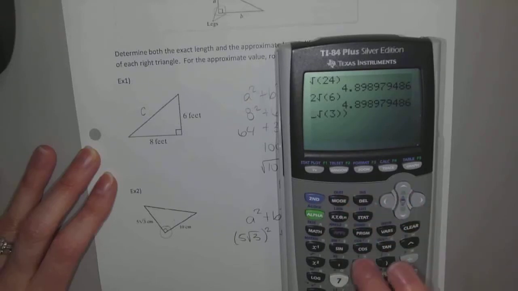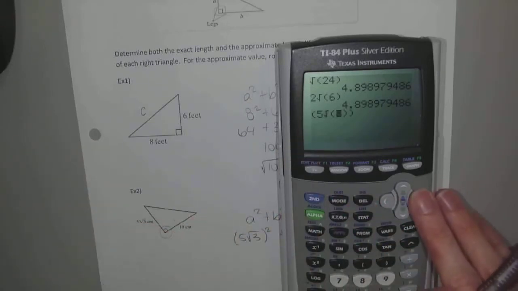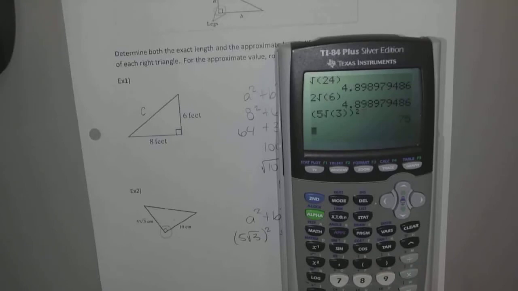Make sure you put parentheses around it. So we have parentheses 5 square root of 3 squared, and you should get 75. You're like, well, where did that come from? How did they get that?